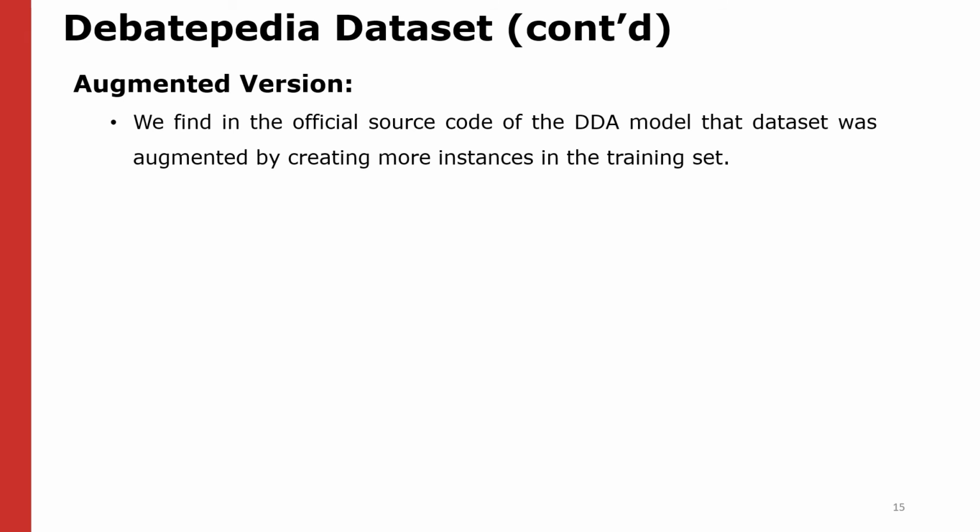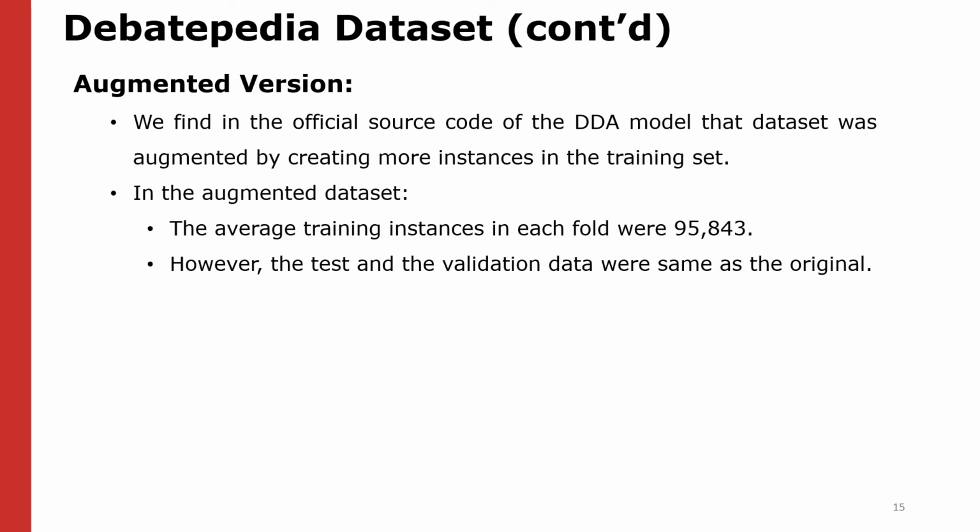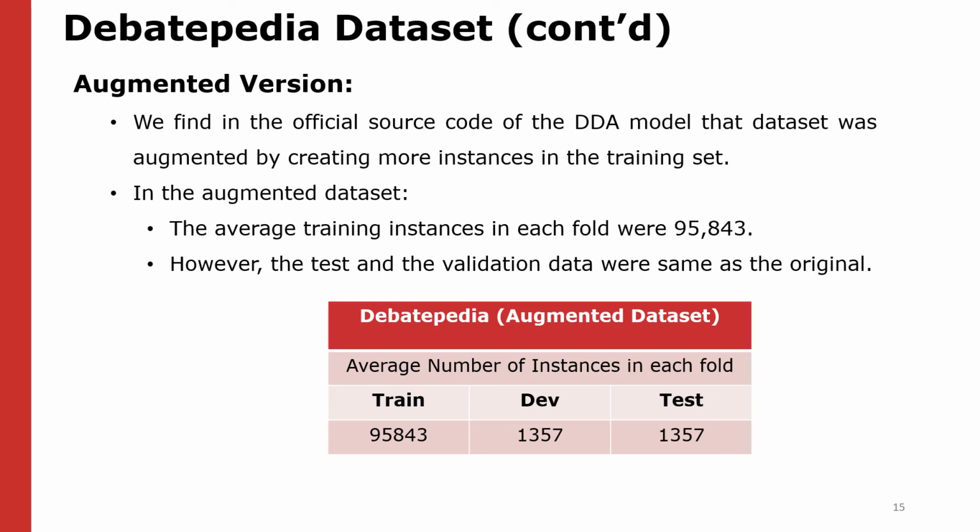It is to be noted that we found in the source code of the DDM model, in which the Debatepedia dataset was first applied, that the dataset was augmented with more training data. In the augmented dataset, the test and validation data were the same as the original. However, the training set contains around 95,000 training instances.